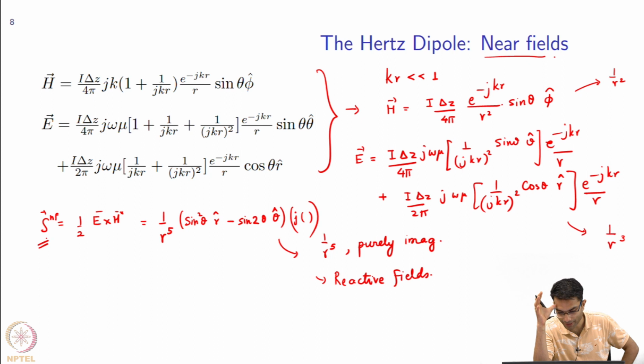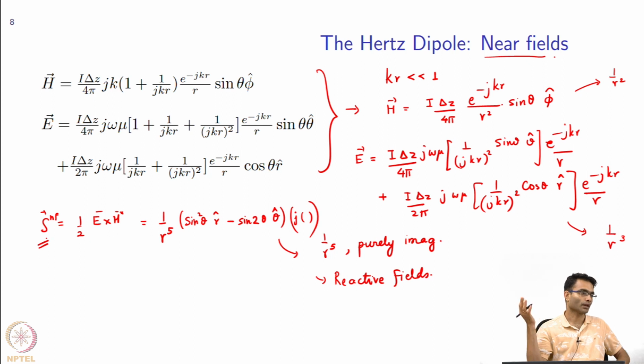So, this fact that it is purely imaginary and reactive reminds us of which circuit element? Inductor or capacitor, right. So, what happens in the near field of any antenna is that the energy keeps shuffling between the electric field and magnetic field. Like in an LC circuit, energy goes from an inductor to a capacitor and back and forth. Same thing happens over here.